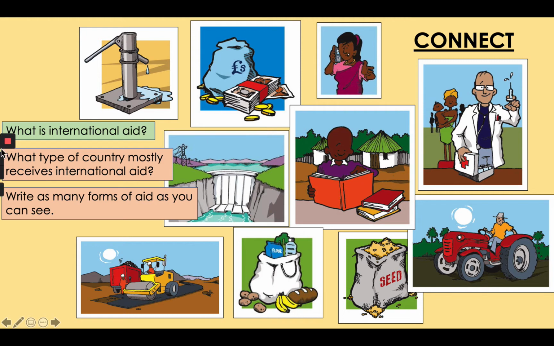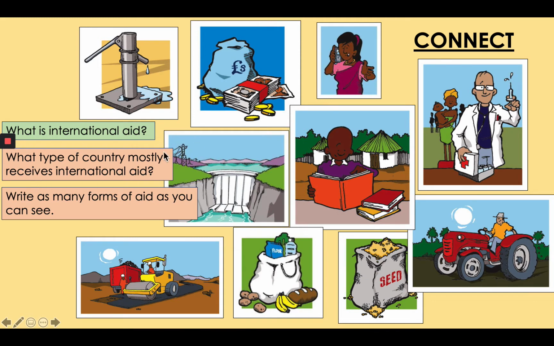So for the first question, what is international aid? You may have thought of a number of things that you might have heard of in adverts or newspapers or on the news or on Twitter or elsewhere. But international aid is when one country or a group of people freely gives by choice money or resources or training or services to another country or another group of people to help them in some way.